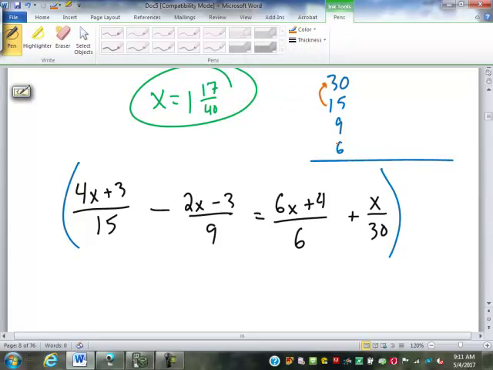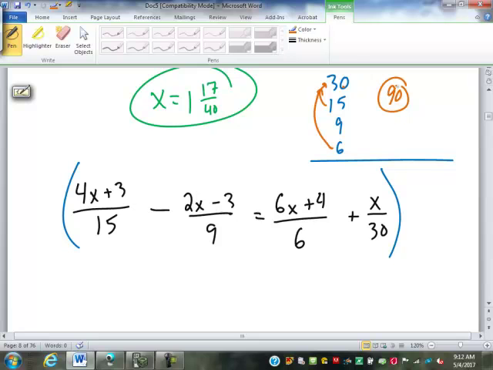Well, 15 goes into 30 and 6 goes into 30, so we don't have to worry about those. So it's the 30 and the 9 we have to worry about. What's the next number that both of them go into? It's going to end up being 90. Because 9 does not go into 30. 60, 9 does not go into 60. 90 would be next. 9 does go into 90.